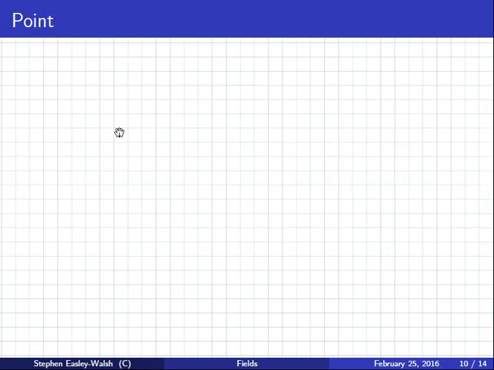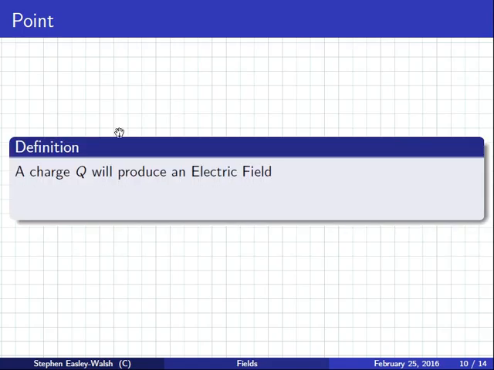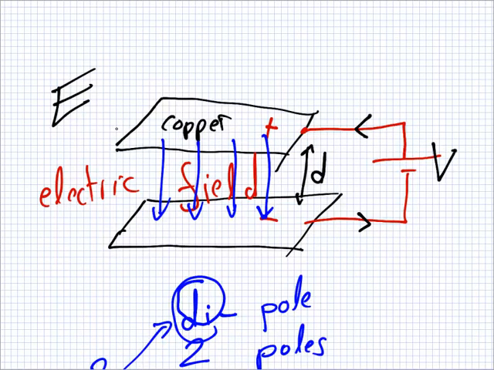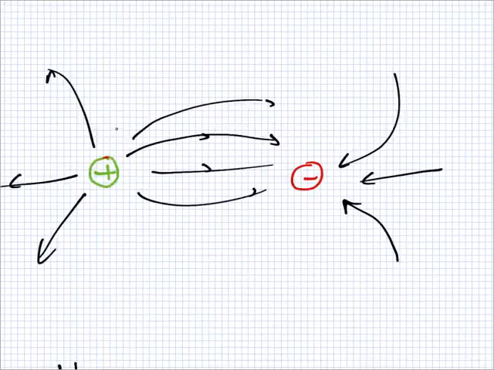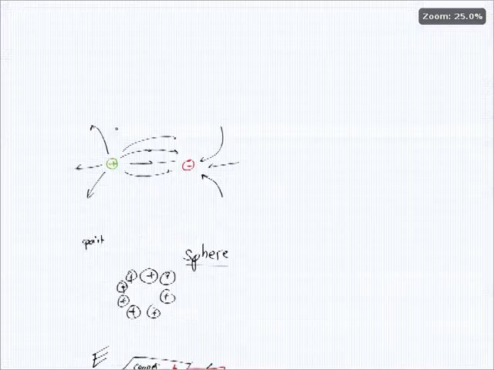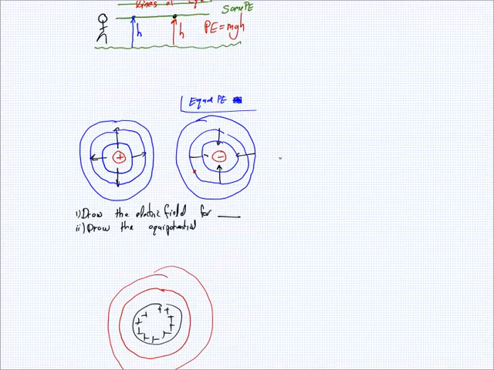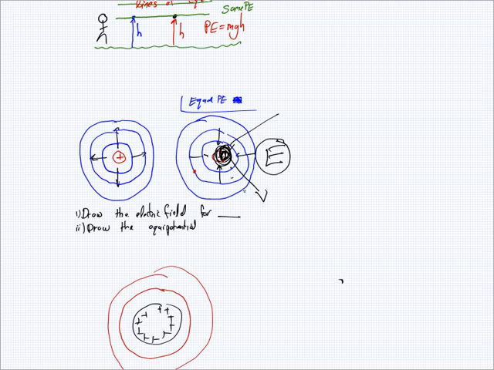Okay. So, the next one is when you have a point or a sphere. A charge Q will make an electric field of strength, this formula here. Like this one here. The strength of this field here will depend on how far out you are and how much charge you have here. If you have more charge here, the field is stronger. And do you think the field will be stronger when you're close or far away? Close, yeah. So the formula is this.